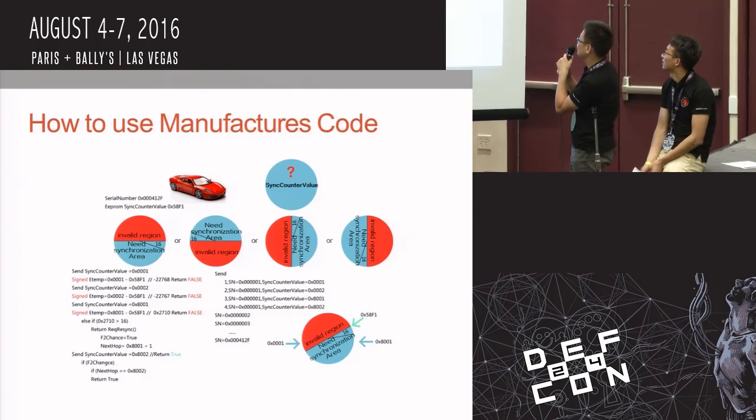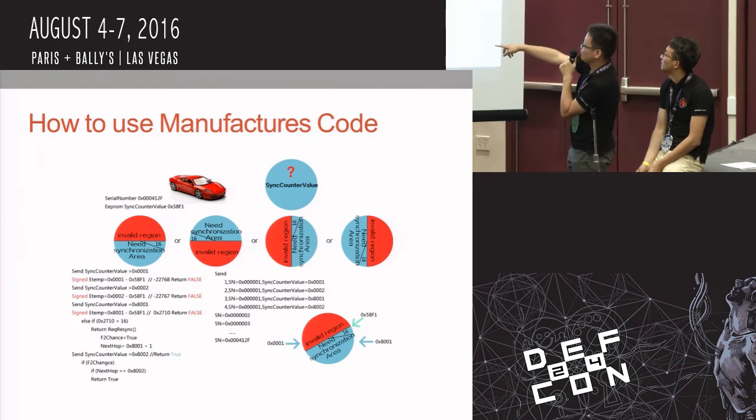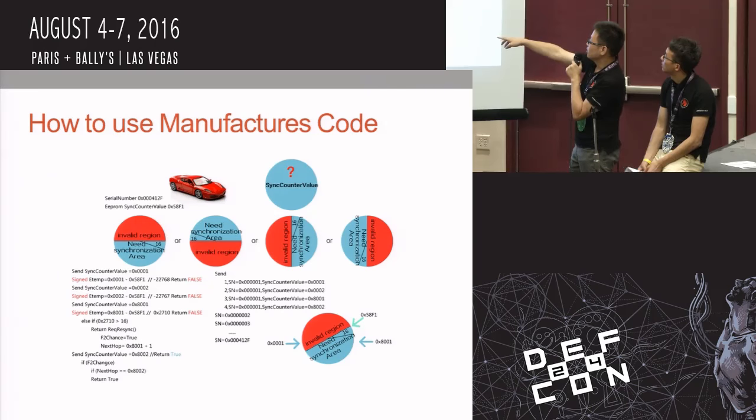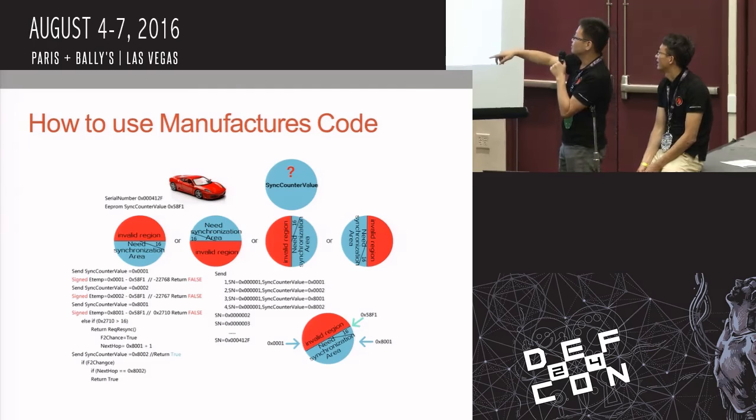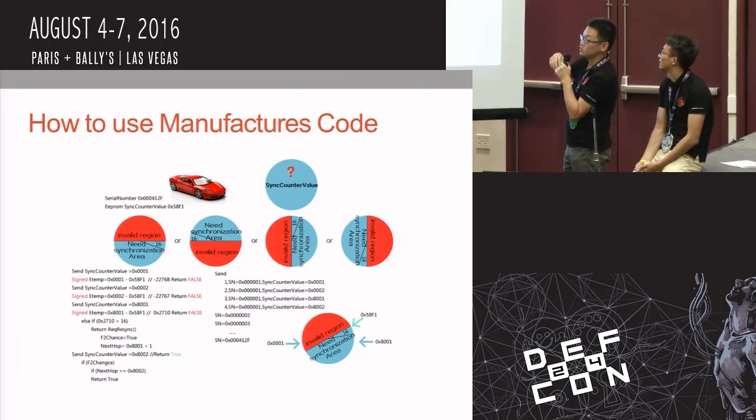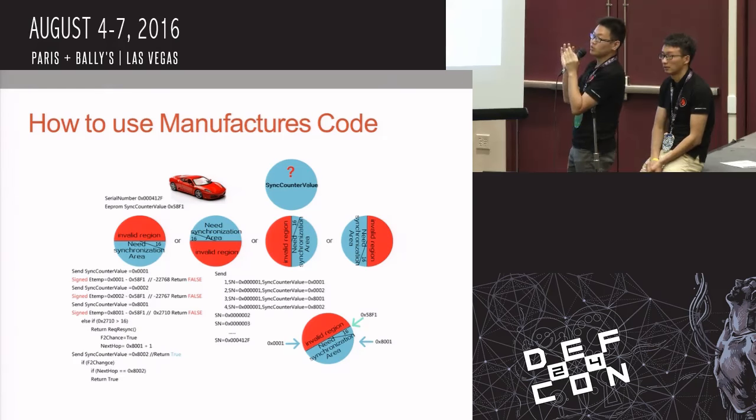Now we have the serial number, and what we don't know is the sync counter value. If the car is a normal one, it has a signed value. So we send the signal four times. The first is the sync value 0001, and we get that the result is smaller than zero, so it returns false. Then the next one is 0002, and it returns false too. It's in the invalid region, so next we try another number in a different region. If there are two regions, one half is invalid, and the other half is used to synchronize or is the valid signal.